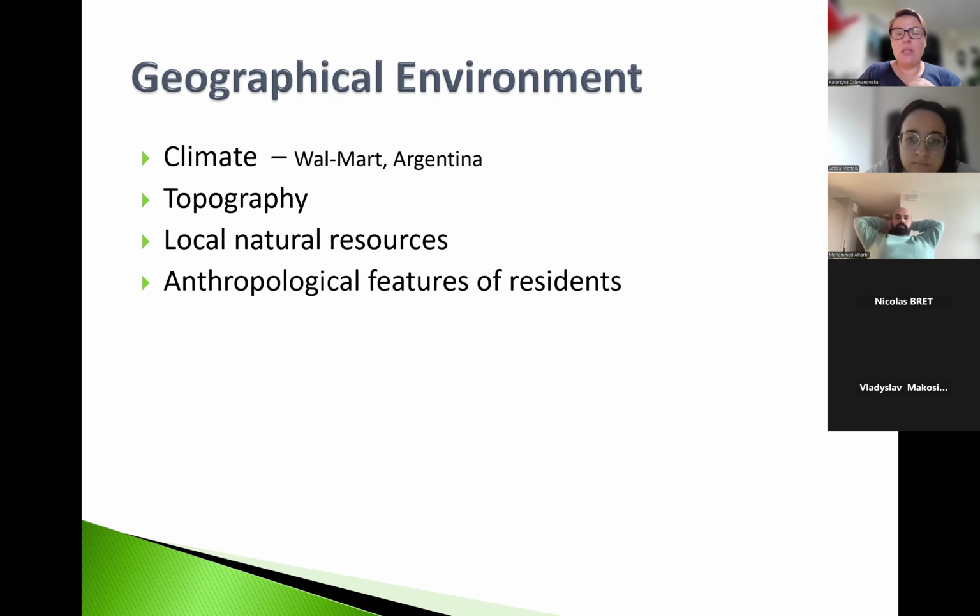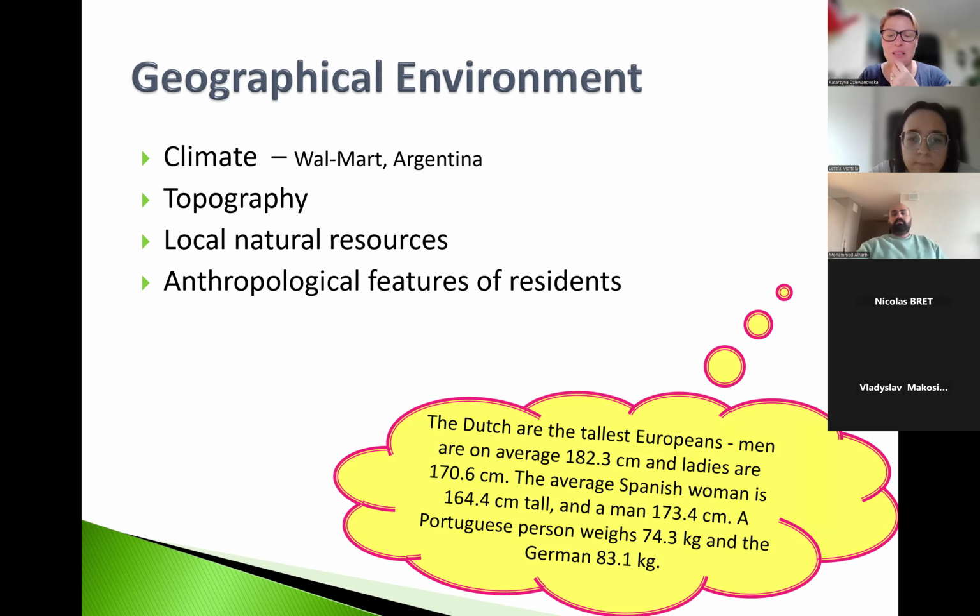Then, especially if you are into clothing and household appliances, what is called anthropological features of residence is important here, because it refers to our physique. Like, how tall are we? How heavy are we? And these are my statistics. The Dutch are the tallest Europeans. Men are over 1.80 meters, and women are over 1.70 meters. And the average German person weighs 83 kilos, while the average Portuguese person weighs 9 kilos less.